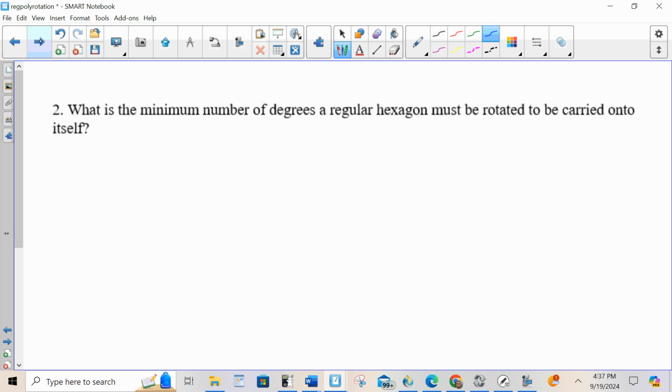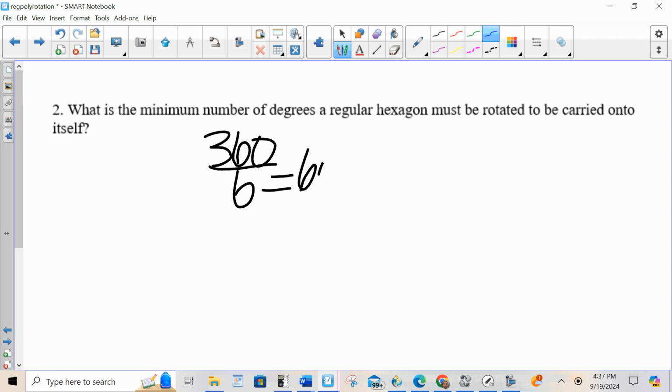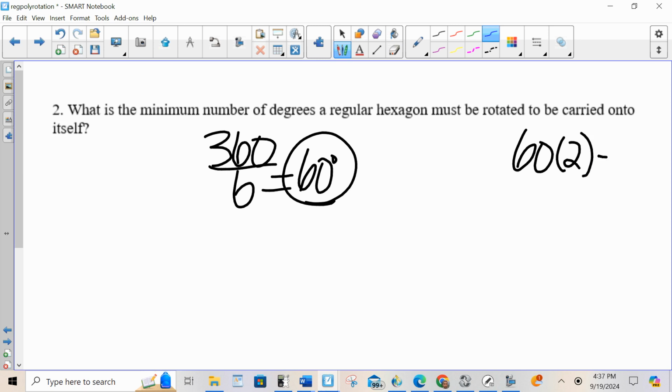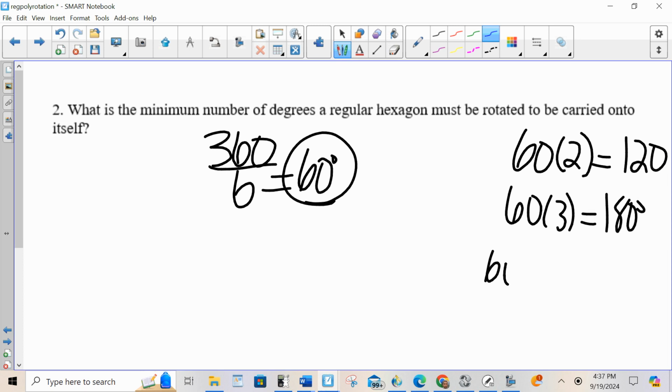Number 2, what is the minimum number of degrees a regular hexagon must be rotated? So a hexagon has 6 sides. Step 1, I divide 360 by the number of sides. I get 60. That's the answer to the question. However, any multiple of that will also map it onto itself. 60 times 2, 120. 60 times 3, 180. 60 times 7, any multiple will also map it onto itself.